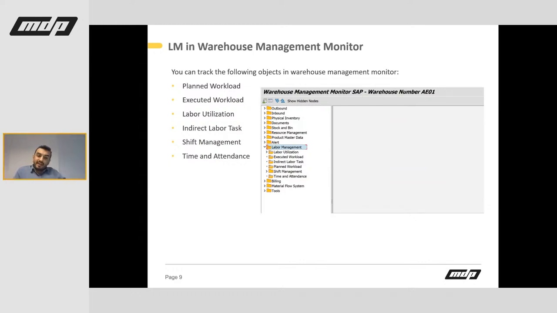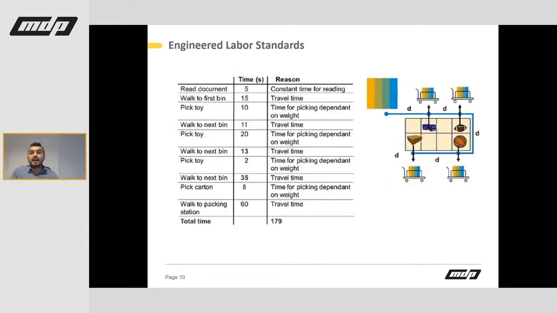And we have been talking about some formulas and some time calculations, etc. But how does labor management achieve this? There are two possible ways. It uses engineered labor standards or BRF plus. In this case, I would like to go into detail on engineered labor standards. Engineered labor standards, ELS, are used to define the times that are required to execute an activity in the warehouse. This activity can be defined custom by the users.